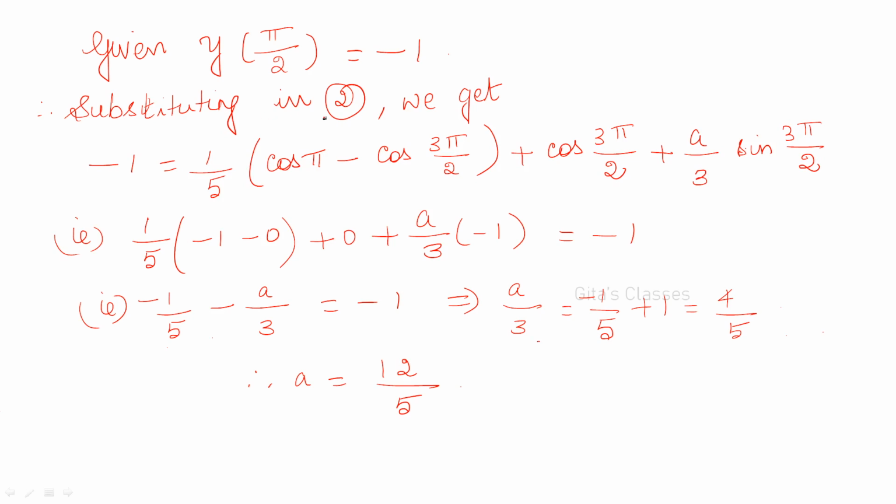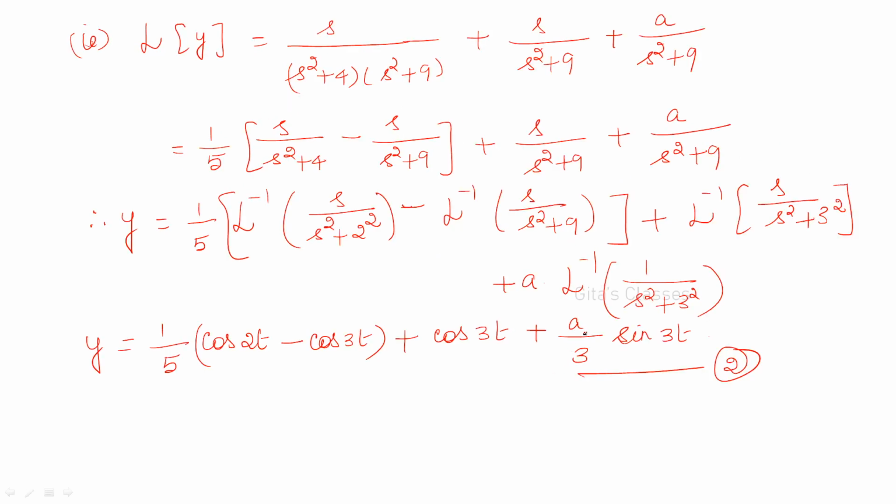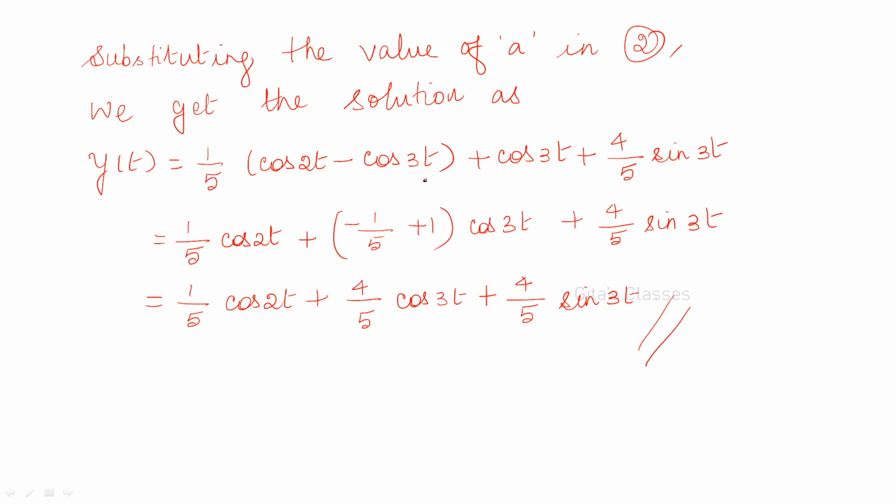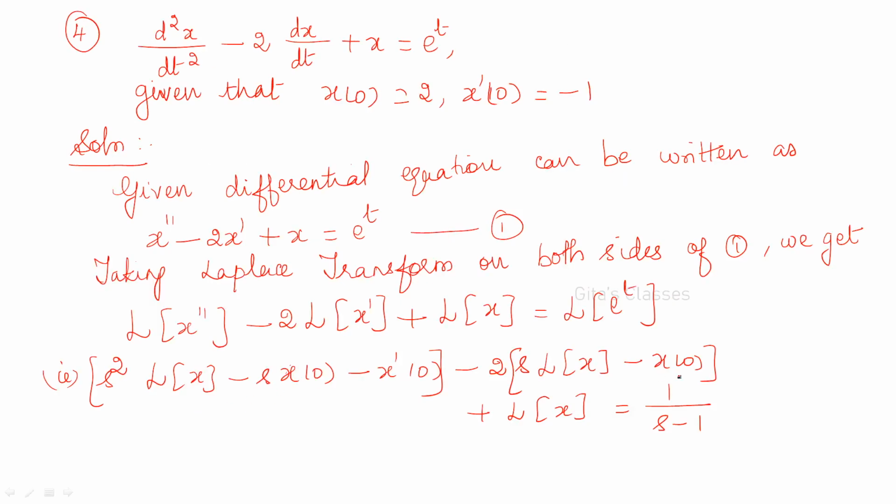So substitute, this is the solution in which a is to be found using the given condition. So y of pi by 2 is equal to minus 1. If you substitute, you will be getting a is equal to 12 by 5. Now again substitute this a value in the previous equation, that is equation number 2, and simplify, you will get this answer. Next is d squared x by dt squared minus 2 into dx by dt plus x is equal to e power t.